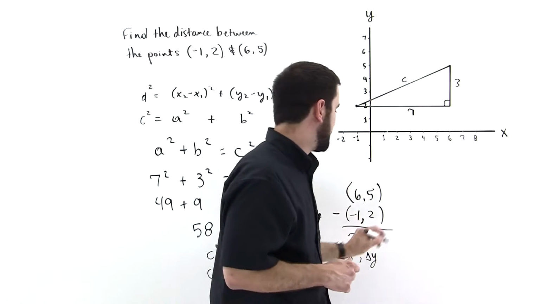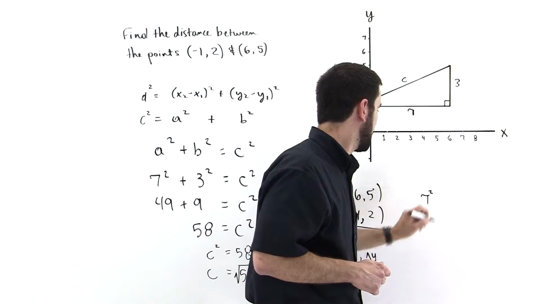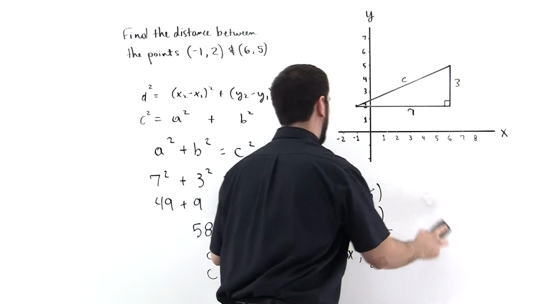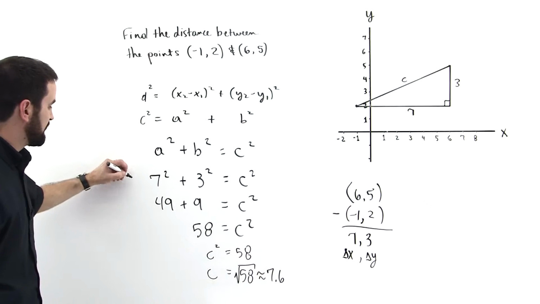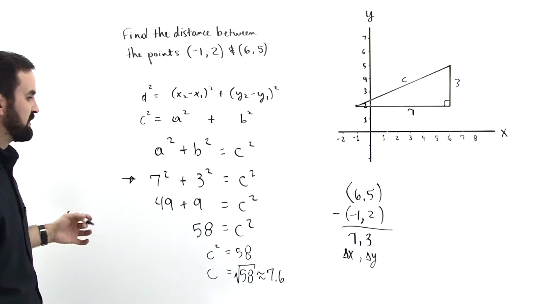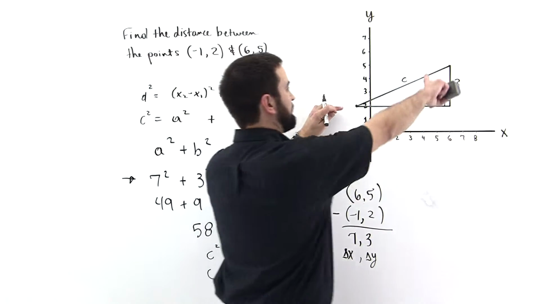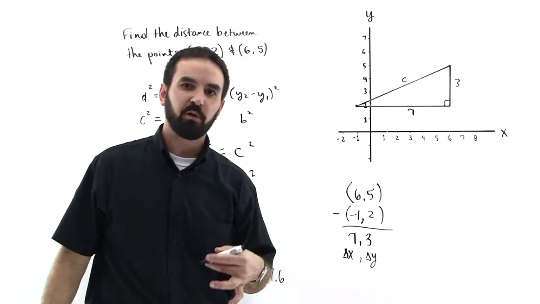And then you just say 7 squared. Let me give us a little bit of room. And let's just look here. And then you just look at this. Then you just do 7 squared plus 3 squared equals c squared, which is the distance in between the 2 points. Now watch how it works in reverse.